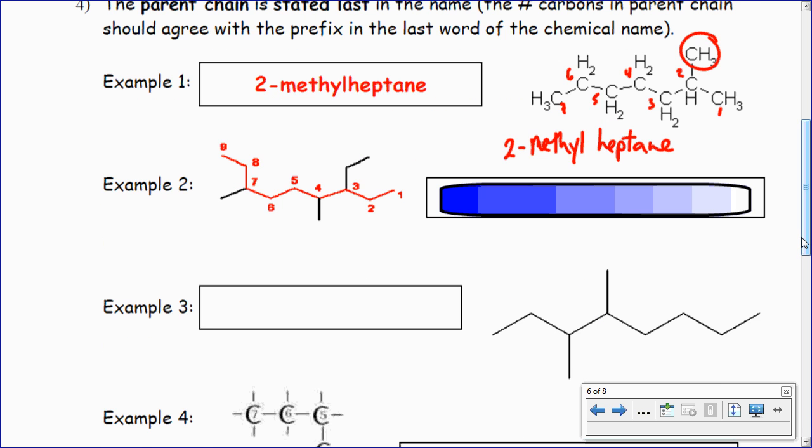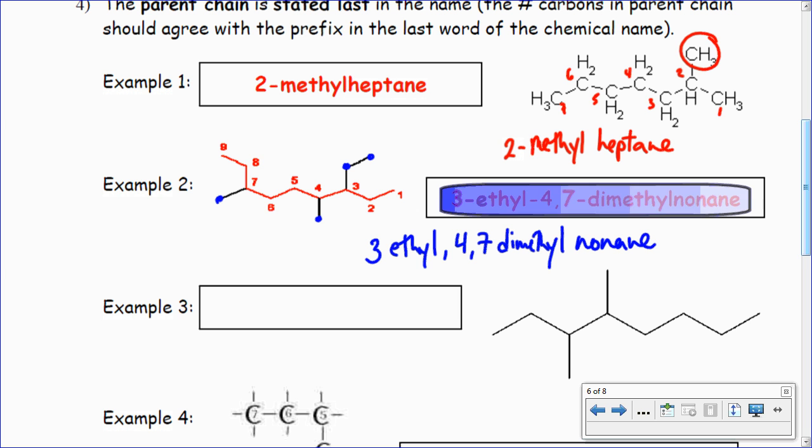The second one, we find our carbon chain, the longest possible one. 1, 2, 3, 4, 5, 6, 7, 8, 9 carbons. So that's kind of important here. On the third carbon, we have 1, 2. Fourth carbon, we have 1. And the seventh carbon, we have 1 branch. So the way this is going to work out is we're going to say 3-ethyl, and then we have 4,7 dimethyl nonane. See, did I get it right? 3-ethyl 4,7 dimethyl nonane. Yes.